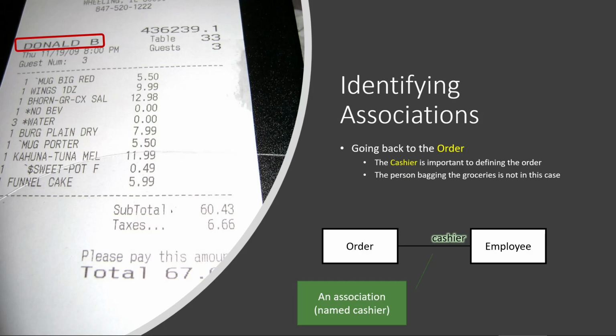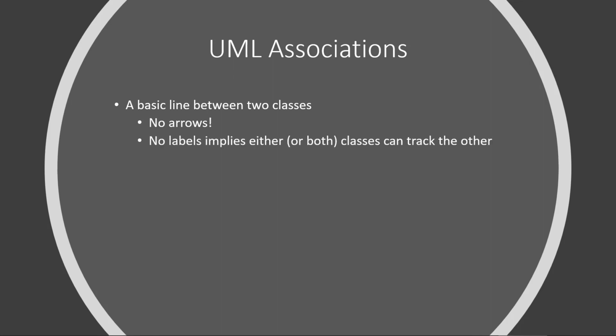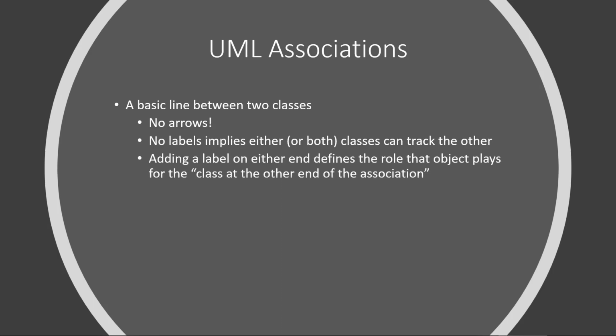They're the cashier, right? They're the waiter. They're the whatever that role might be. So UML associations basically is a line between two classes, but no arrows. There's no arrows in UML for associations typically. There's a few things that kind of have some special symbols, but generally speaking, no arrows. If you have no labels on either side, it implies that each class might keep track of the other. I don't really know. So that's why I use labels to say this is the role you're playing for the class at the other end of the transaction.